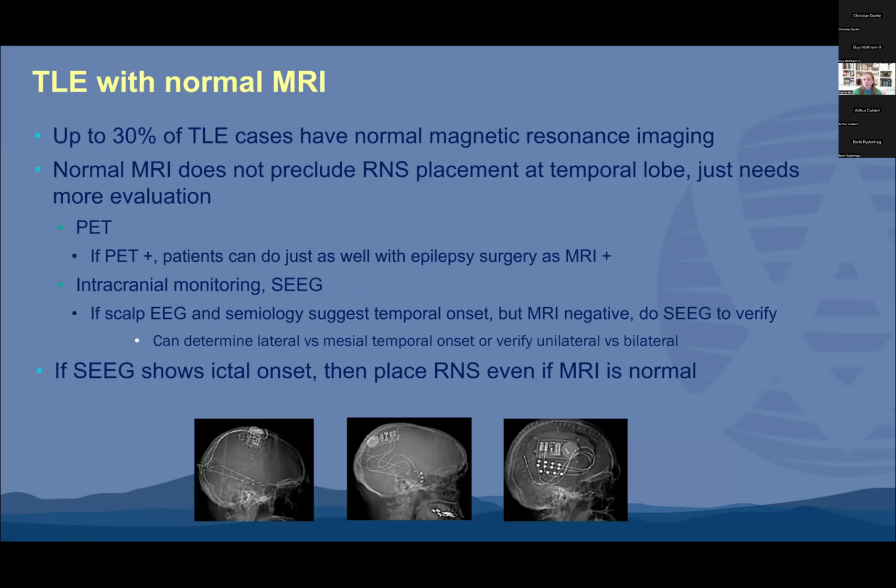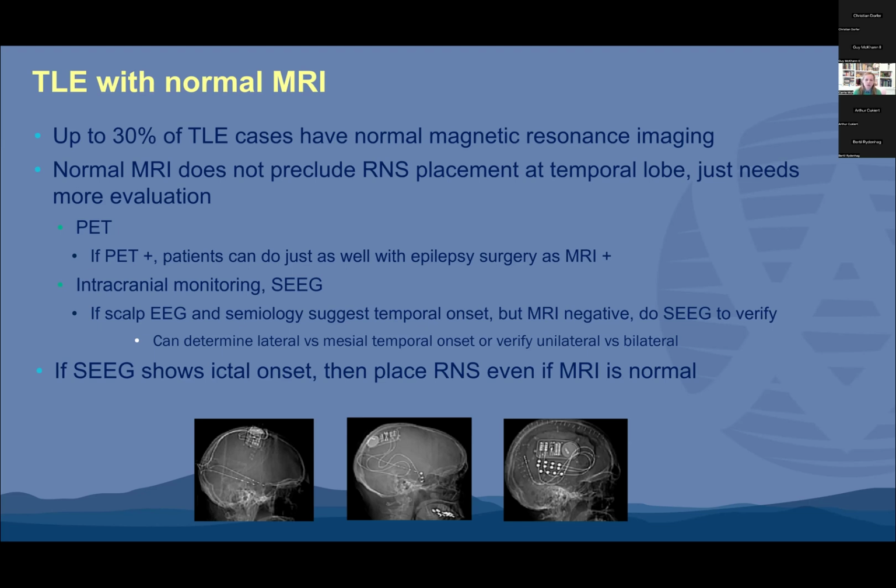When you have temporal lobe epilepsy with a normal MRI, that occurs in about 30% of patients who have temporal lobe epilepsy. But having a normal MRI does not preclude RNS placement. It just means we need more evaluation. Just like you would do if you're considering a temporal lobectomy for a patient, you'll get other imaging. There are a number of studies that show if your PET is positive, patients could do just as well as if the MRI is positive.